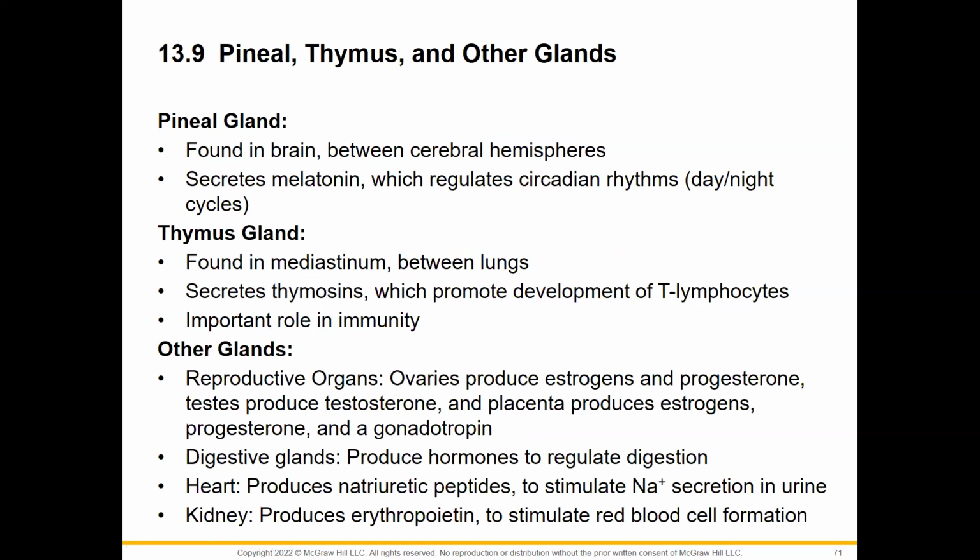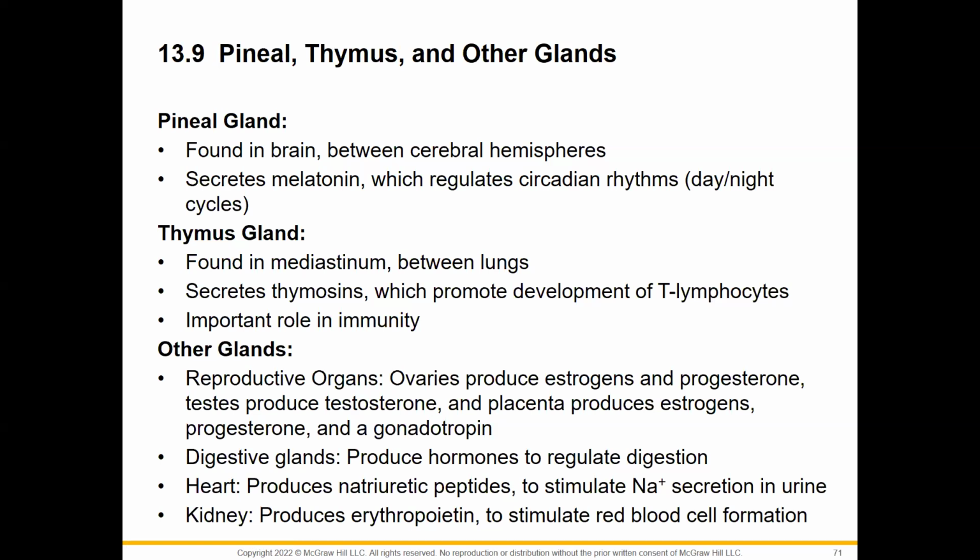All right. So let's talk about these smaller, less known endocrine glands. You have the pineal gland, the thymus, and some other glands that have endocrine function. The pineal gland is found in the brain between the cerebral hemispheres. So, pineal gland, pituitary gland, two different glands, both located in the brain. They're in two different locations.